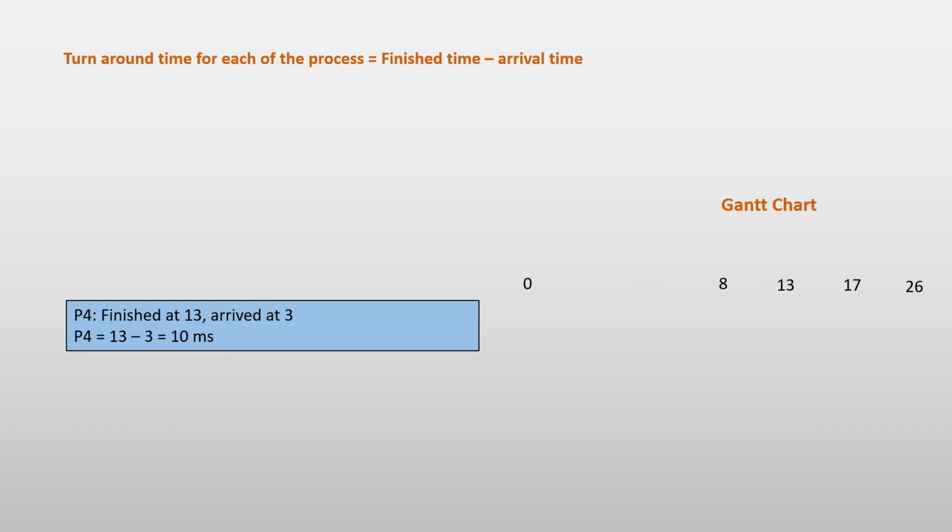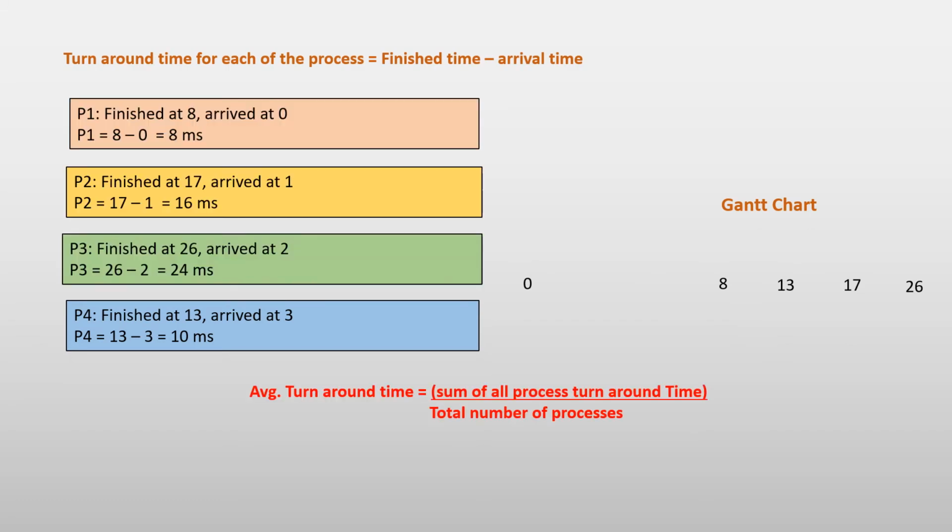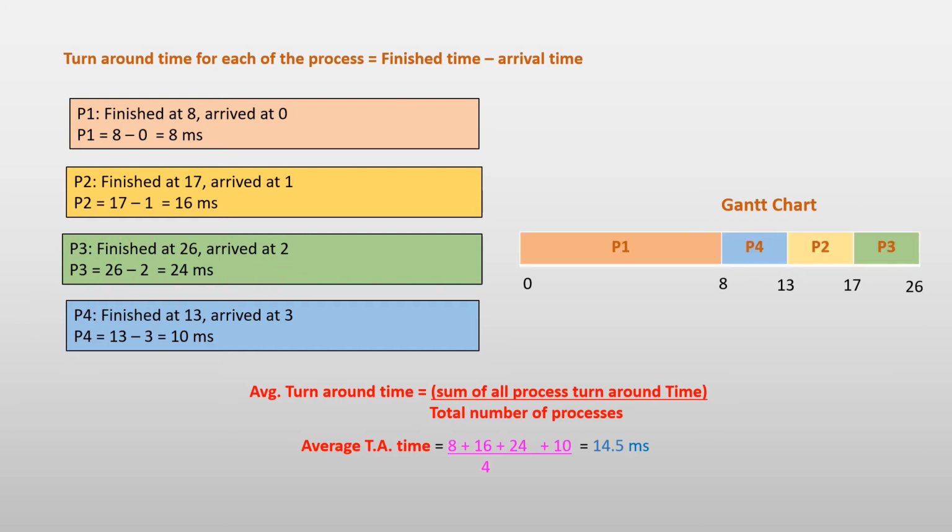Next, calculate the turnaround times. So the turnaround times for P1 to P4 are as follows. P1 finished at 8 milliseconds. So the P1 process is here and it finished at 8 milliseconds and it arrived at time 0. So the total time it took for execution was 8 milliseconds.